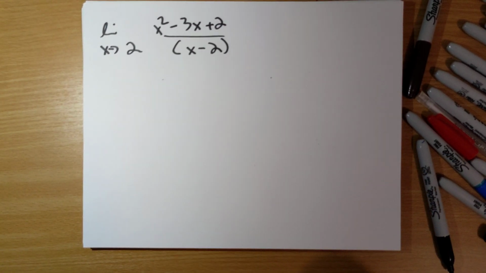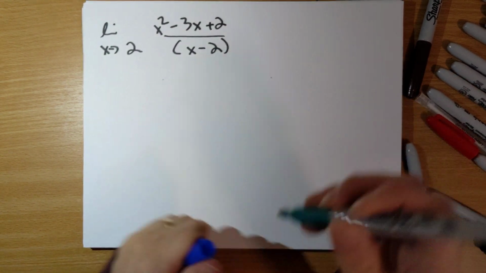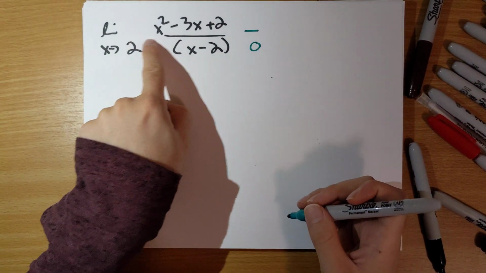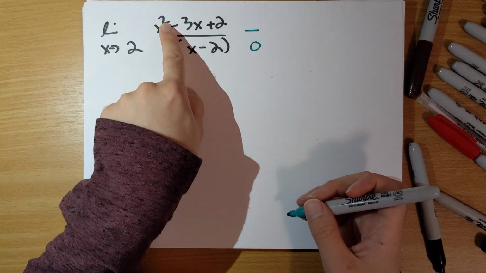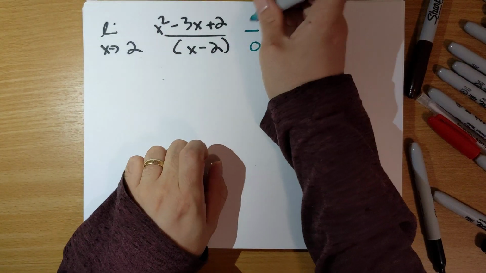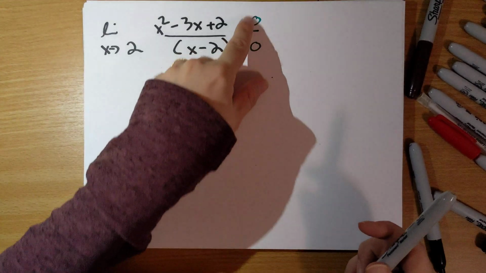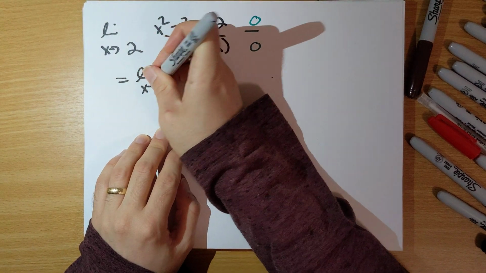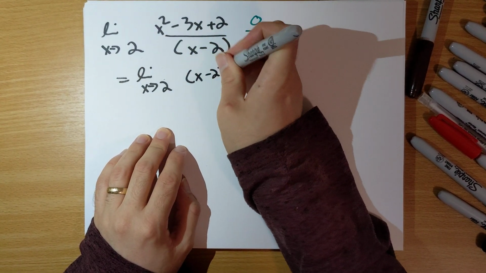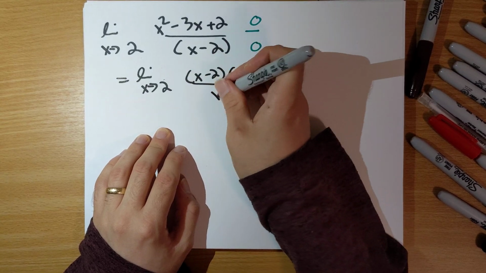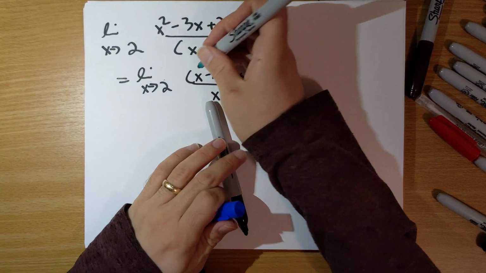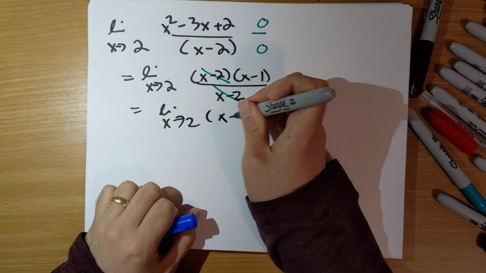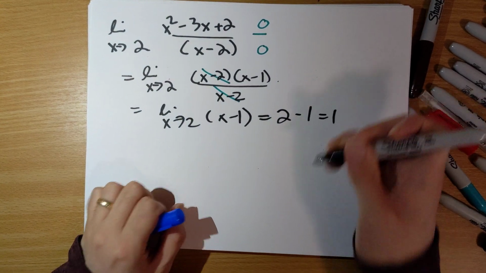Take a look at this limit here. If we plug in 2 into the denominator, we certainly get 0. But if we plug in 2 into the numerator, we get 2 squared is 4, minus 6, plus 2, which is also 0. 0 over 0, we need to do more work, and that work is going to involve factoring the numerator as x minus 2 times x minus 1, over x minus 2. And now we cancel. The limit as x goes to 2 of x minus 1. The answer here is 2 minus 1, which is 1.